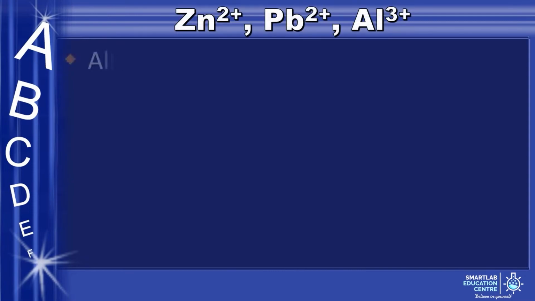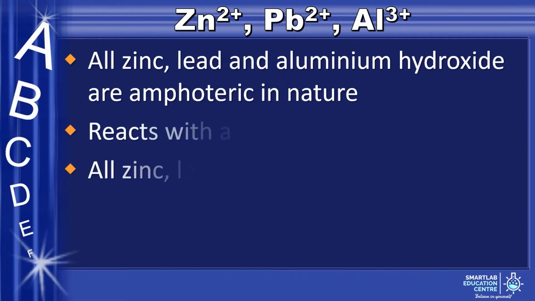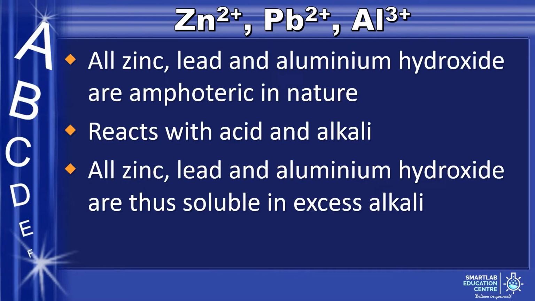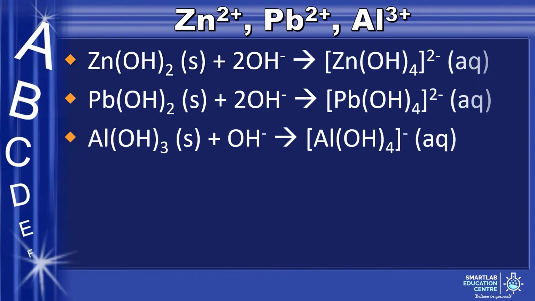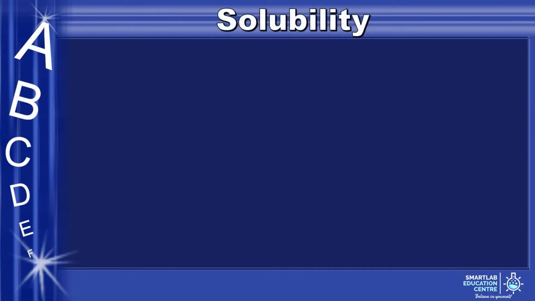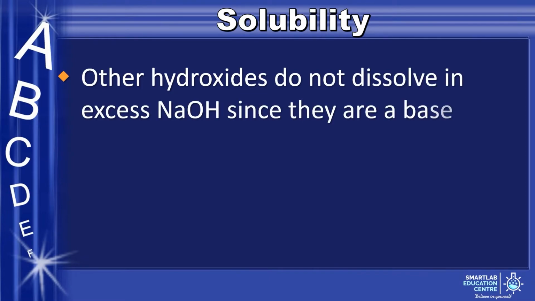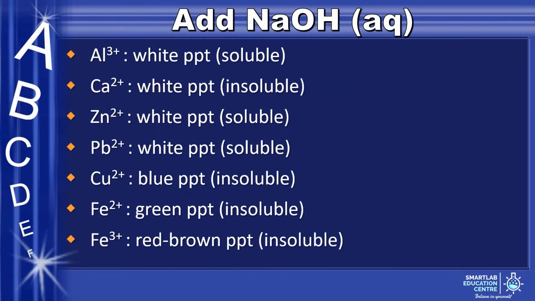All zinc, lead and aluminium hydroxide are amphoteric in nature, which means they react with acid and alkali and hence are soluble in excess alkali. And here are the equations of complex ions that are formed when the solid compounds have excess sodium hydroxide added. On the other hand, other hydroxides do not dissolve in excess sodium hydroxide since they are a base. And here is a list of cations and what precipitate would be formed when sodium hydroxide is added.